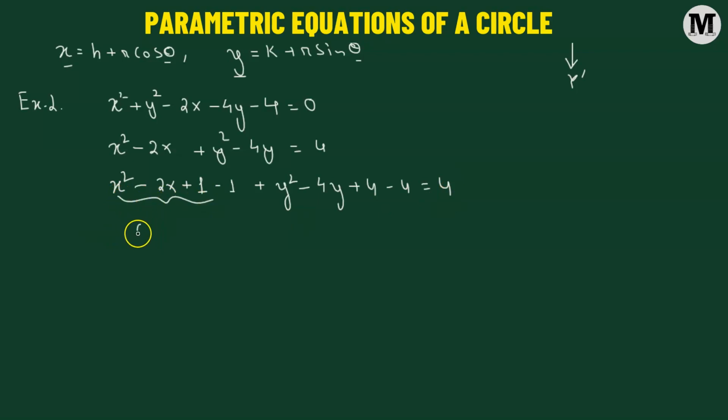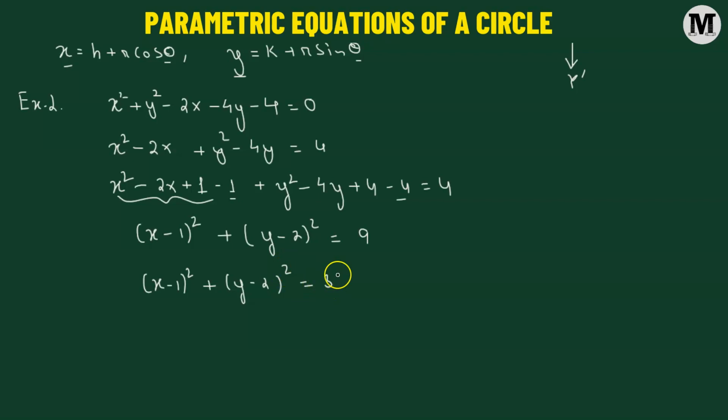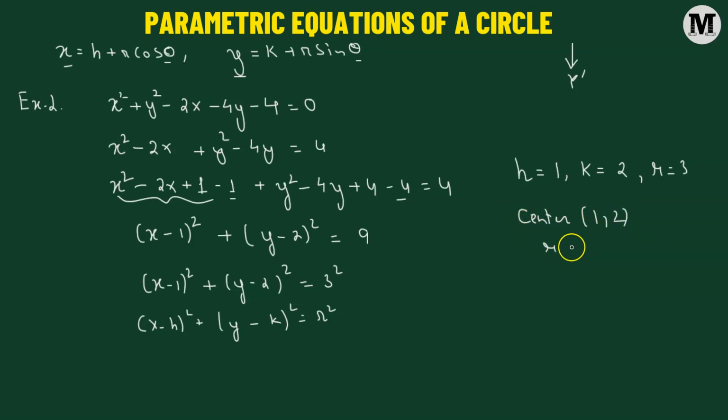Now x squared minus 2x plus 1 is nothing but x minus 1 whole square. Then we have y squared minus 4y plus 4, which will be y minus 2 whole square. Now we can transpose negative 1 and negative 4, so that becomes negative 5 on the right hand side, combined with 4 to get 9. So that means we have x minus 1 whole squared plus y minus 2 whole squared equals 3 squared. Now if we compare it with the form x minus h whole squared plus y minus k whole squared equals r squared, we get the values. So h comes out to be 1, the value of k is 2, and r is 3. That means the circle is centered at the coordinates (1, 2), and the radius is 3 units.